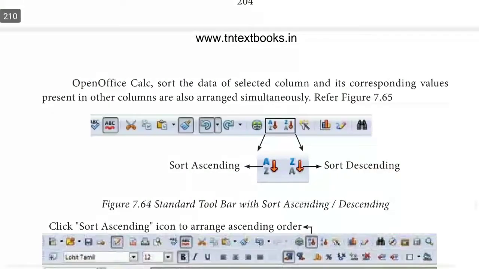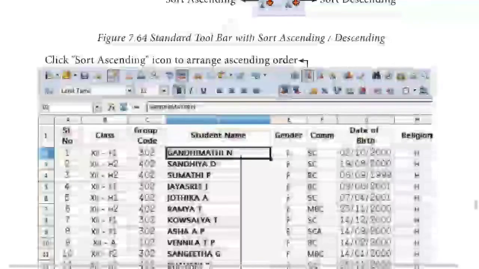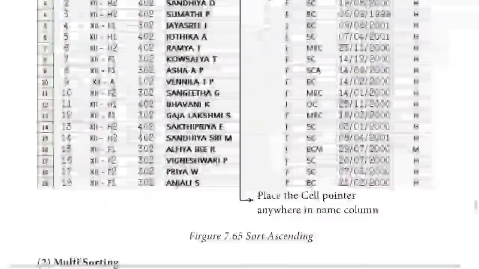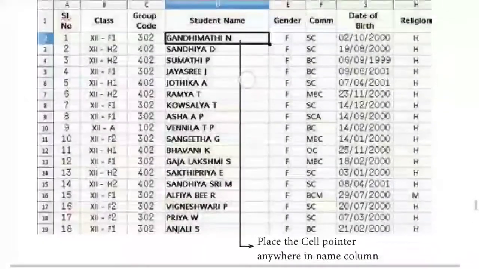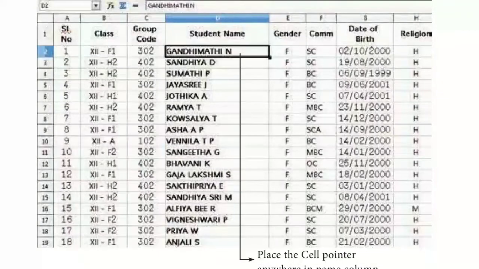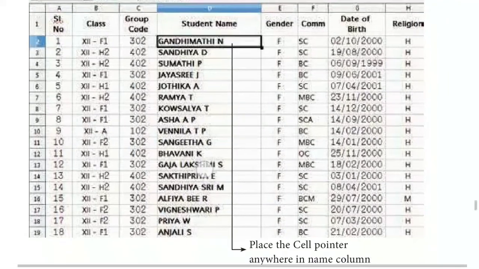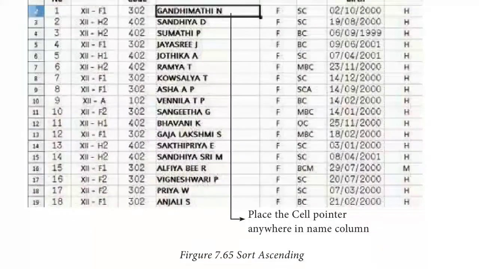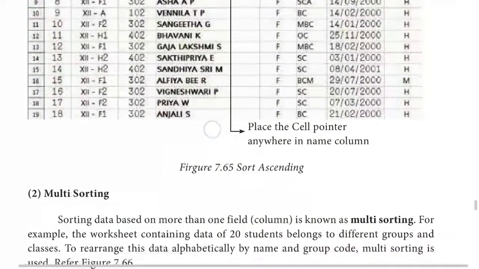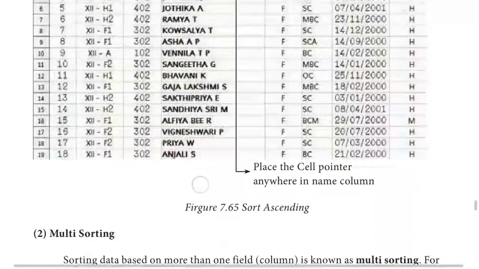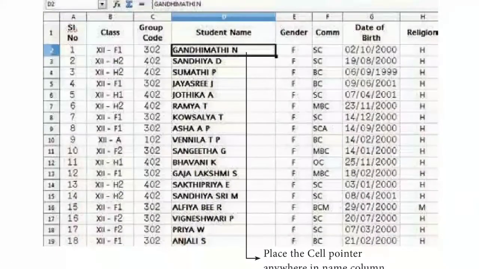In 7.64 you can find the icon that is present here. Here you can see that in 7.65 the values of other columns are also sorted by placing the cell pointer anywhere in the column and clicking sort ascending. You can see that it arranges in a different way.